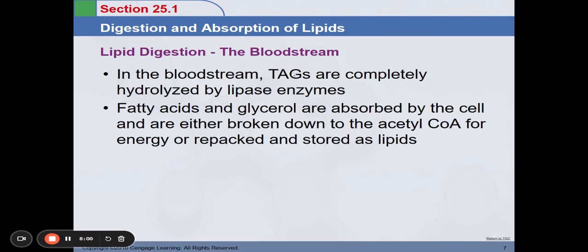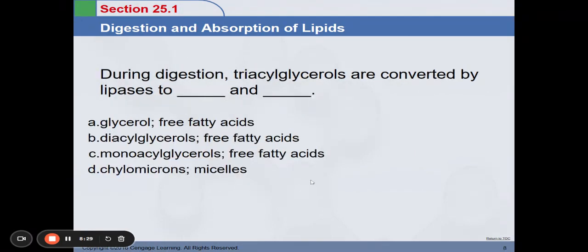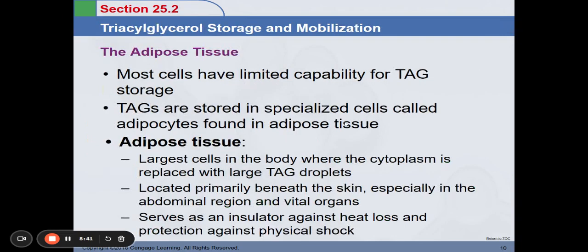So in the bloodstream, your triacylglycerol are completely hydrolyzed by lipase enzyme. So fatty acid and glycerol are absorbed by the cells and are either broken down to acetyl-CoA for energy. As you can remember, we have used this in the production of your energy in our discussion of energetics. So some of the fatty acid and glycerol are converted to acetyl-CoA for energy and repacked as stored lipids. So during digestion, triacylglycerol are converted by lipases to blank and blank. The answer is letter C, monoacylglycerol and free fatty acid.